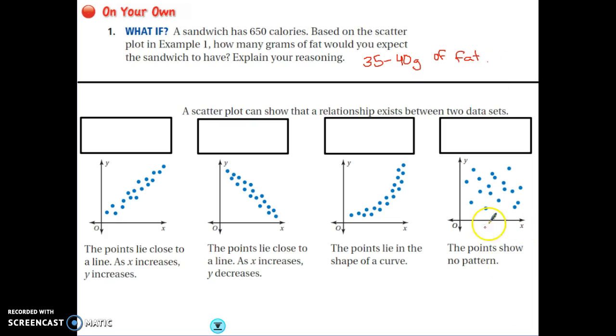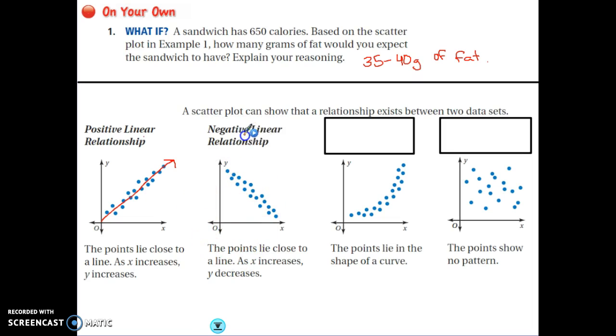A scatter plot can show that a relationship exists between two data sets. For example, this first one looks very similar to our last example. We say that that has a positive and a linear relationship. The dots seem to follow a straight line. That's why we call it a linear relationship, and positive because everything is rising. However, in this second data set, we call this a negative linear relationship. Again, the dots all seem to follow a straight line, but they all decrease as we move forward in our graph.